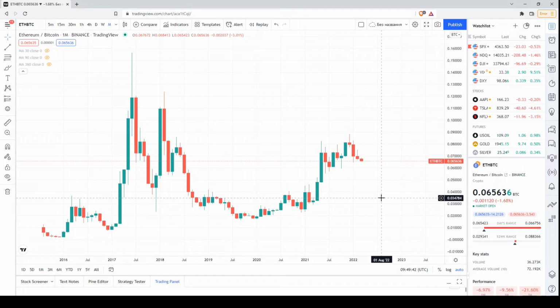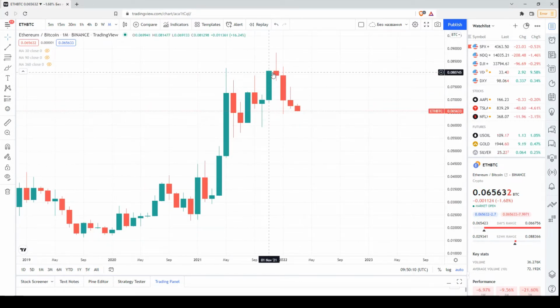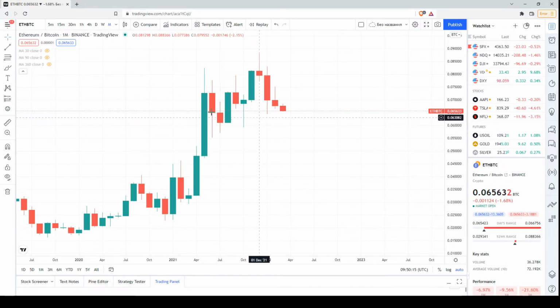I want to say that to some extent we're familiar with the price chart of Ethereum against Bitcoin, because let's say once a month I analyze the price chart of this cryptocurrency pair. So let's start. This is the monthly chart. There was a solid price increase in the first half of the previous year, 2021. Then here at the end of this price increase, we had a shooting star candlestick.